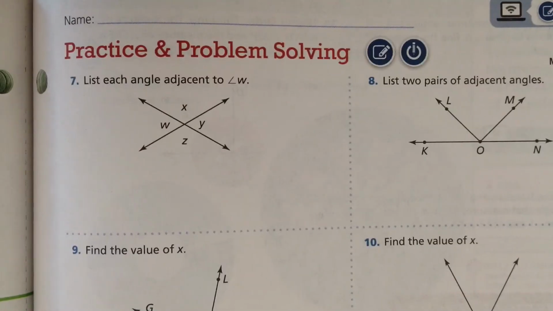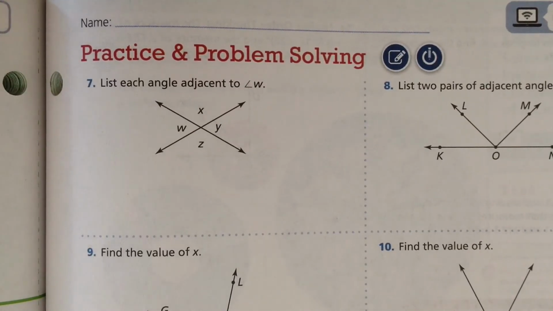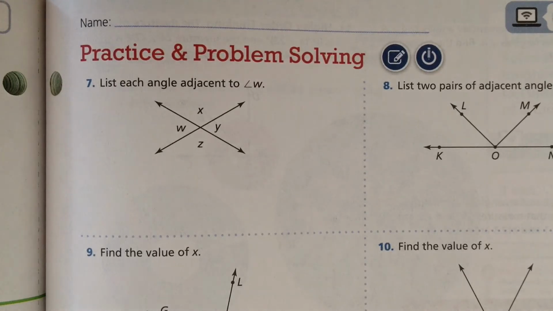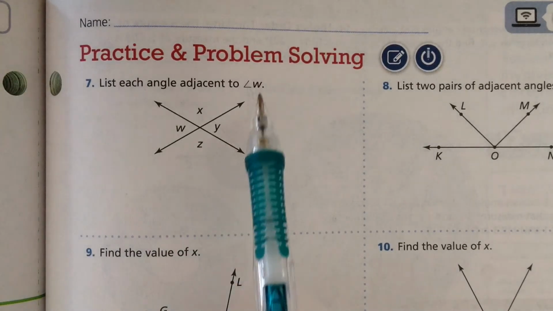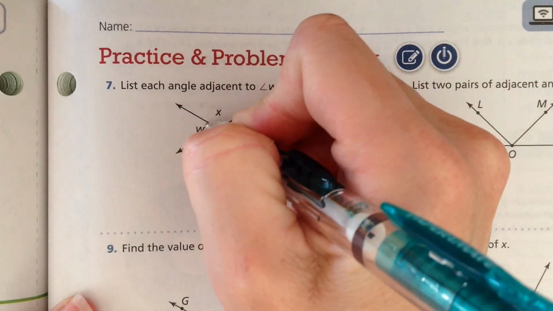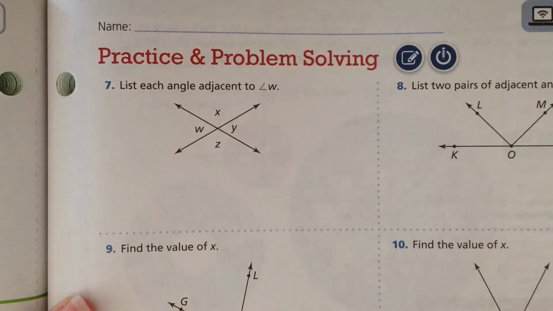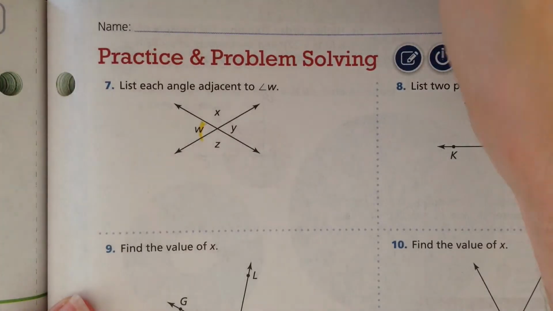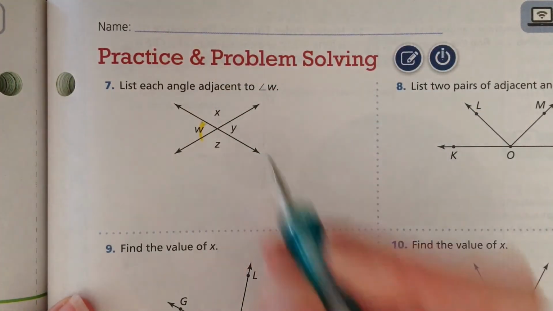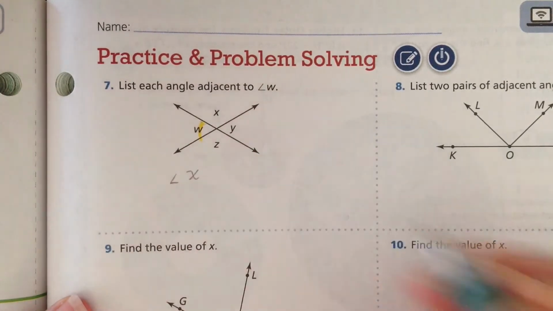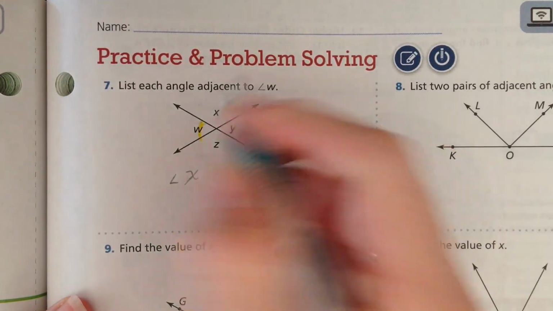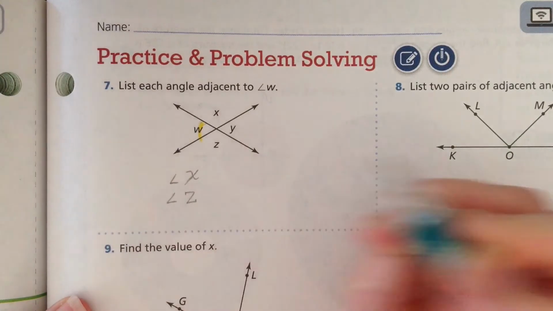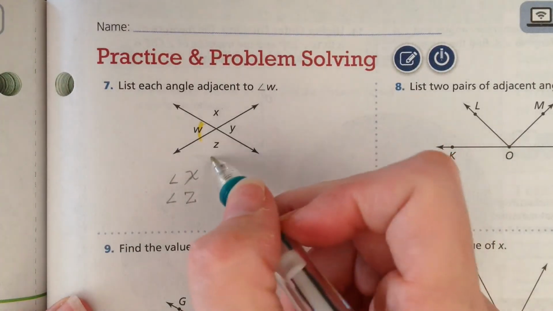So this is practice and problem solving. You might have some questions that look very similar to this in your practice and problem solving that you do in the Pearson book for this lesson. It says list each angle adjacent to angle W. So we want to look at which ones are next to angle W. Well, there's two of them, right? Angle X and angle Z. So we would say angle X is adjacent, they're next door to each other, and angle Z. All right? Those are its next door neighbors.